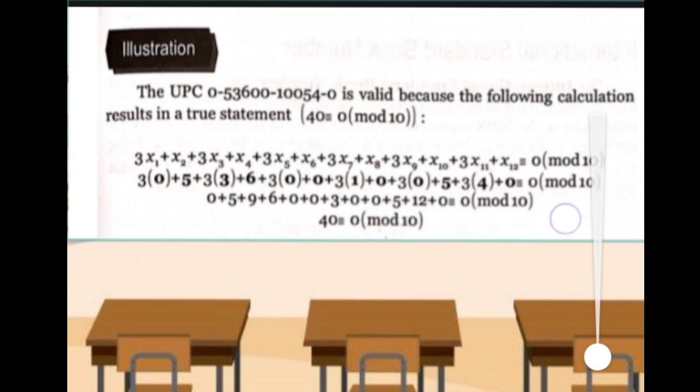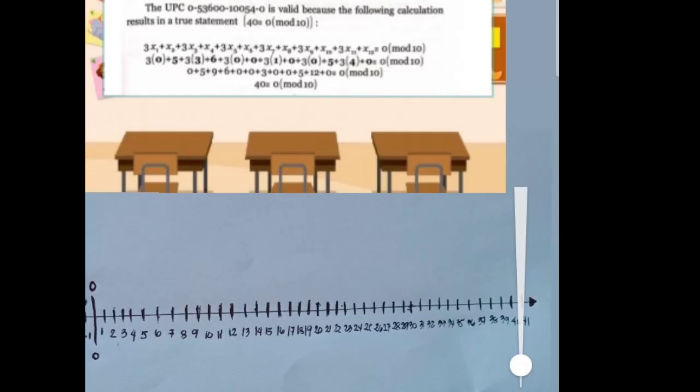So, the next step is to add all the values. 0 plus 9 plus 6 plus 0 plus 0 plus 3 plus 0 plus 0 plus 5 plus 12 plus 10 is equal to 40, which is congruent to 0 modulo 10. To know if the statement 40 is congruent to 0 modulo 10 is true, we are going to use a number line.